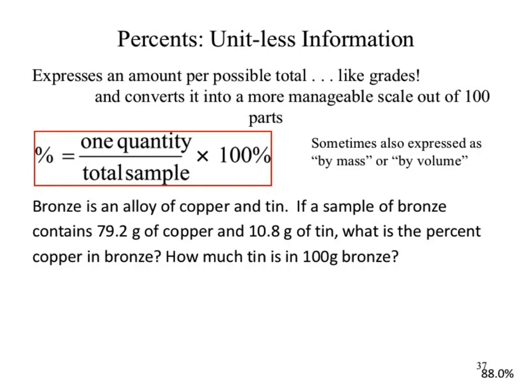So we can use that calculation to help us account for those percentages. As a quick example, bronze is an alloy of copper and tin. A sample of bronze contains 79.2 grams of copper and 10.8 grams of tin. What is the percent copper in bronze? Before we start busting out calculators, what we need to be doing is thinking about our process. We're talking about a percent. A percent of what?